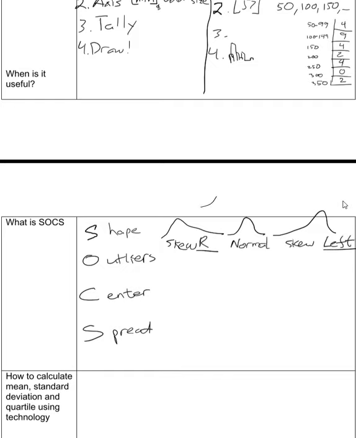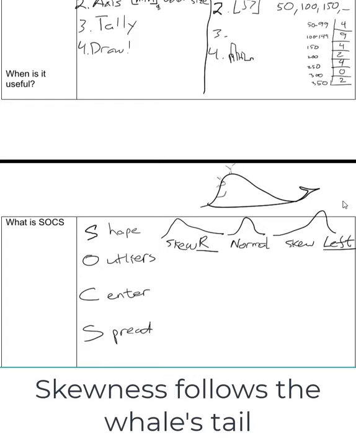Well, how can you tell? Let's say this is your graph. Well, if you kind of just extend this, like that, and go like this, and then you kind of go like this, put some eyelashes, a smile, right? The whale's tail is the direction of the skewness. So if the whale's tail is to the right, then it's skewed to the right. If the whale's tail is to the left, it's to the left.